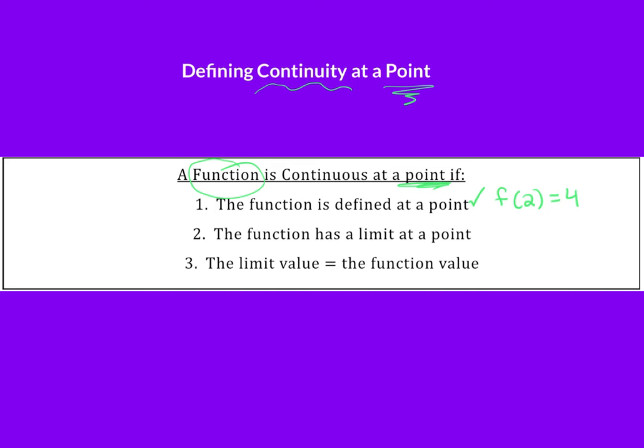Second, the function has a limit at the point. So let's say the limit as x approaches 2 of f of x is 4. And third, that limit value has to equal the function value. If they are equal, then it is continuous at that point.